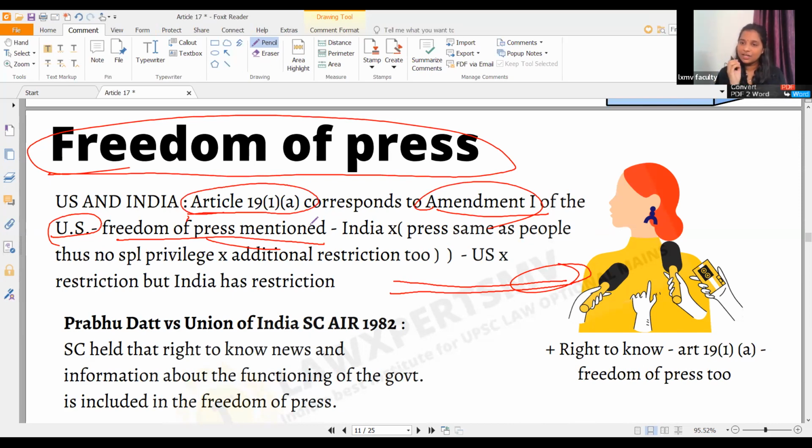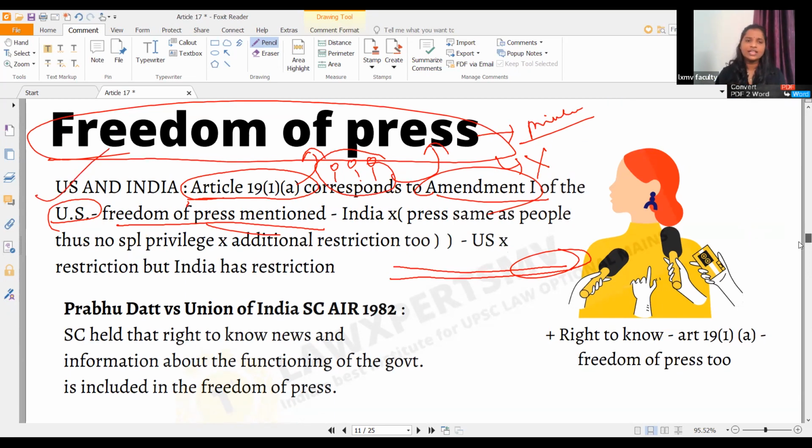which gives everyone, the citizens, the freedom of speech and expression. Why are we very particular about that? Because from here only freedom of press comes. So every citizen has the same freedom, and the press also enjoys that same freedom. It doesn't have any special privileges. So when it doesn't have any special privileges, it doesn't have any special restrictions too. So if citizens' freedom of speech can be restricted under these heads, only under those heads, the freedom of press can also be affected. That's what it means. It has been asked in your UPSC.